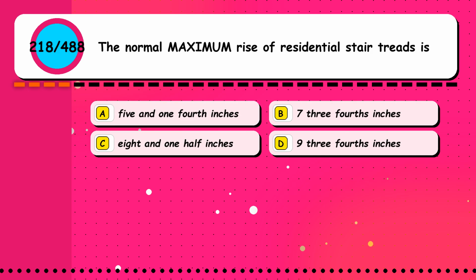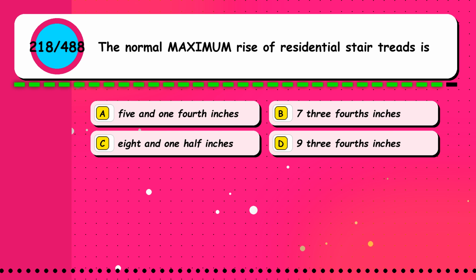Question 218. The normal maximum rise of residential stair treads is: Option A, 5 1/4 inches. Option B, 7 3/4 inches. Option C, 8 1/2 inches. Option D, 9 3/4 inches.